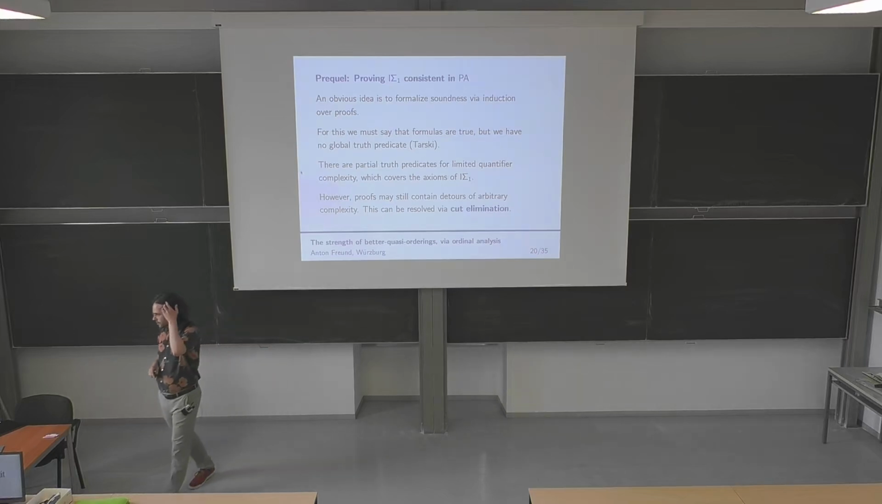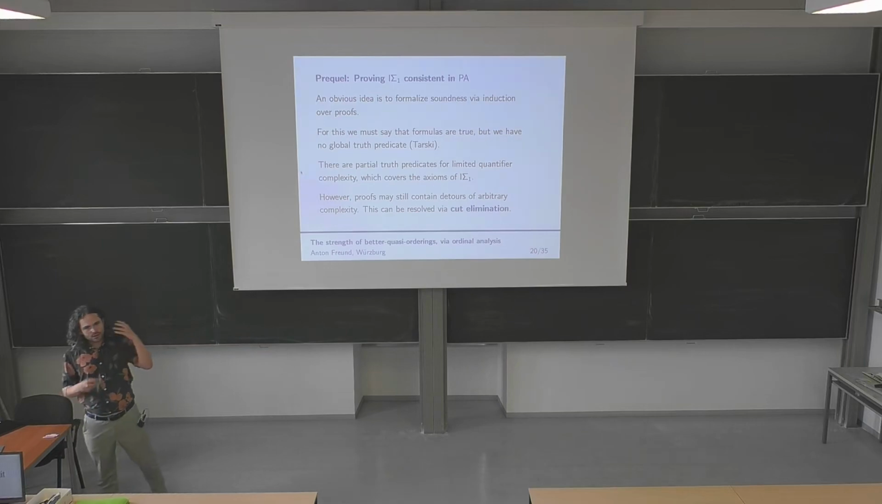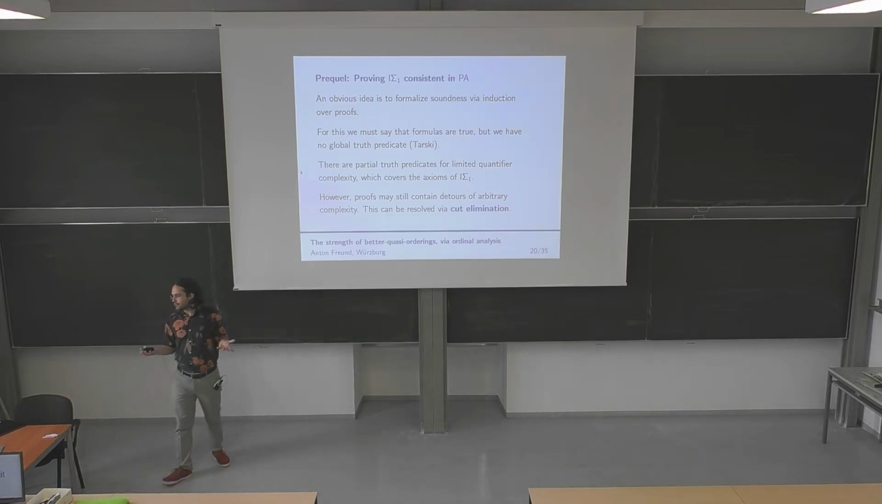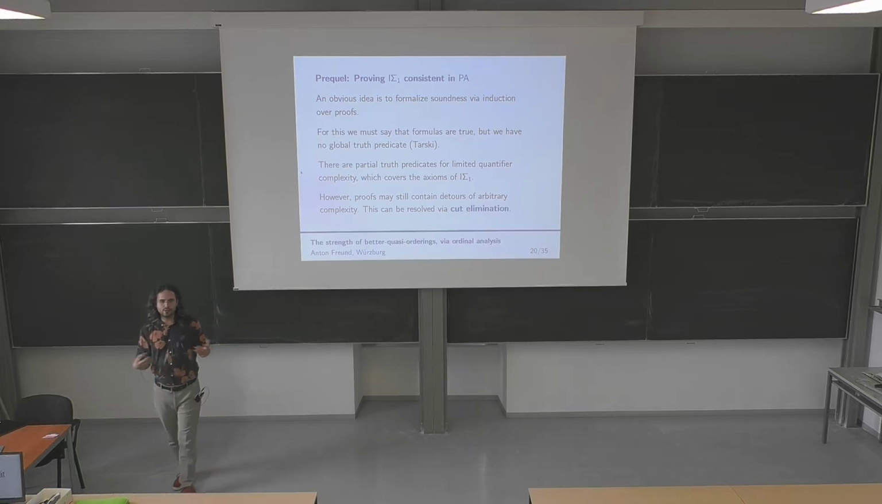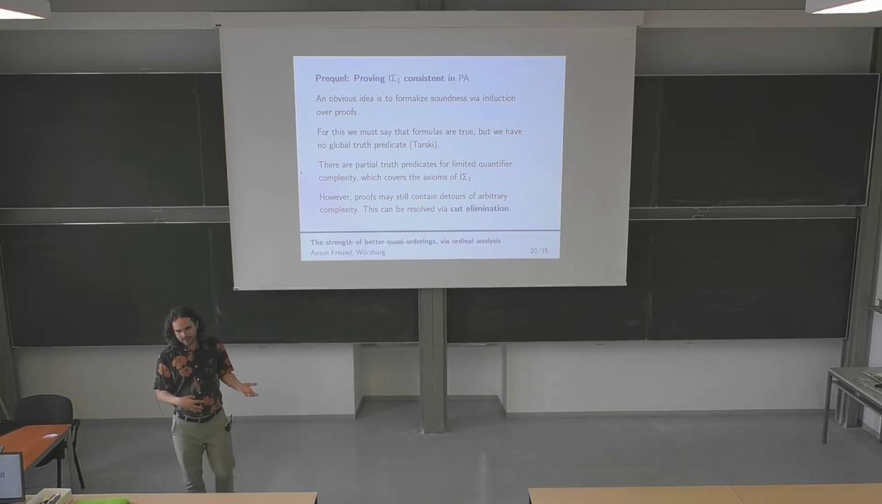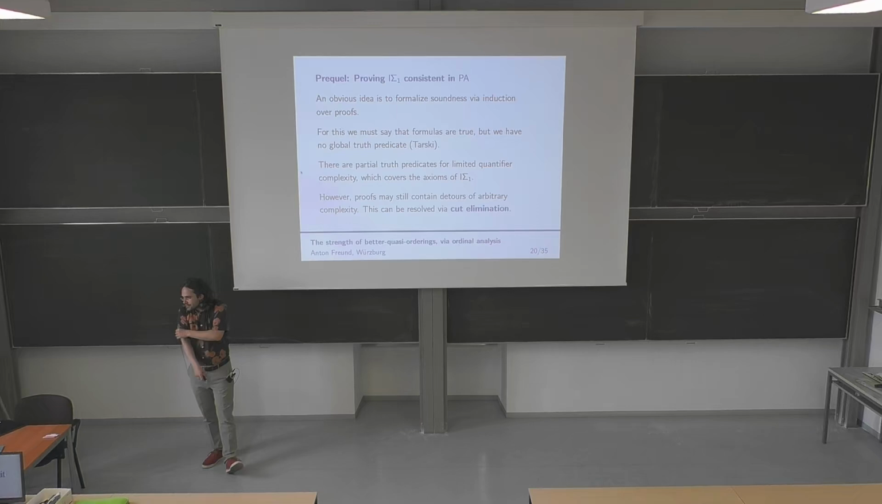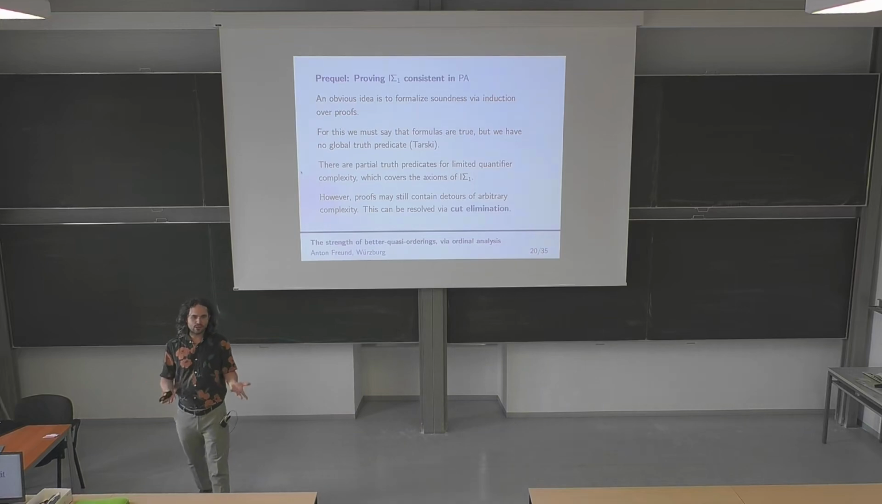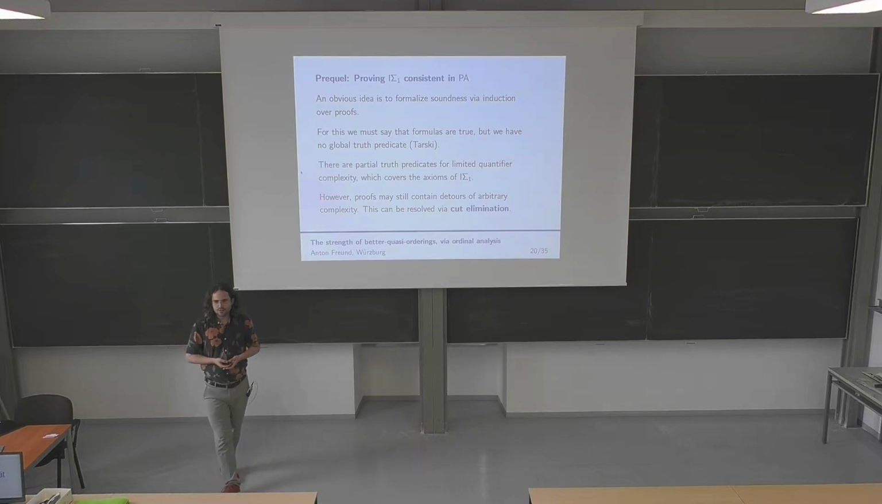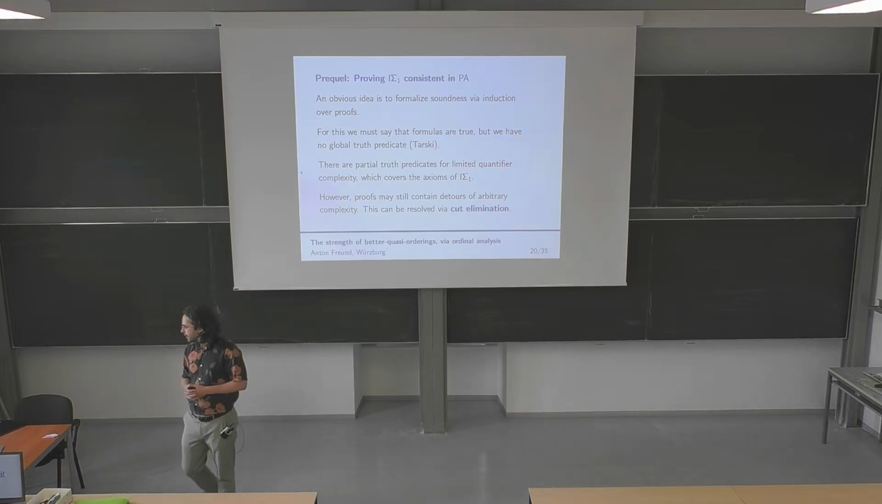But for this, you have to say that formulas are true, and then you run into the obstacle when you try to do that naively that you don't have a global truth predicate in arithmetic that would cover all formulas of arithmetic by Tarski's result. So what do you do? Well, there are partial truth predicates that cover all formulas of some limited quantifier complexity, so you could have the idea to use one of these. And as far as the axioms are concerned, everything is fine because the axioms of I sigma 1 indeed have limited quantifier complexity, so then they can be covered by a partial truth predicate that you can define.